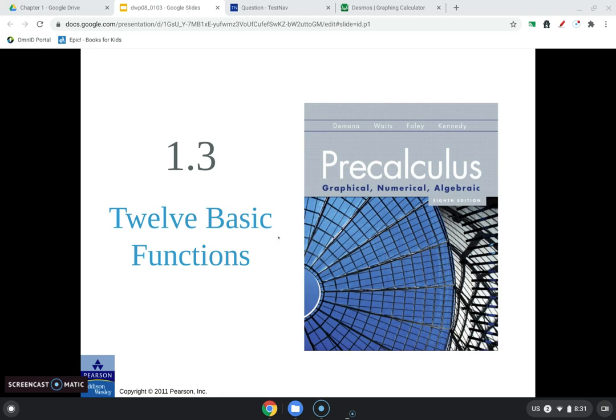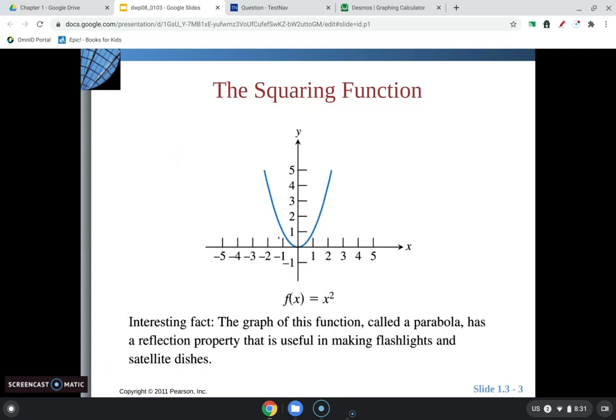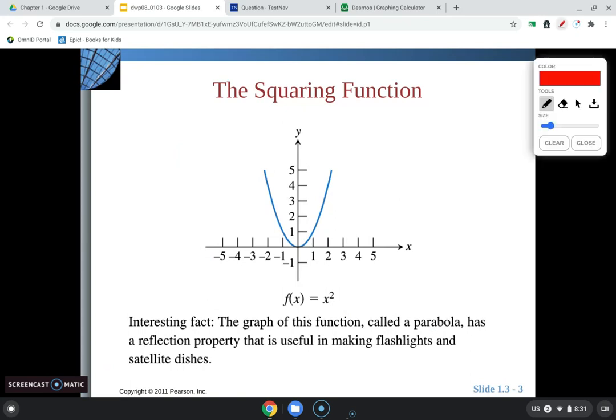Right, this is pre-calculus 1-3, the 12 basic functions. We'll just talk about the domain and range of all of these. These can also be found in your textbook in the online version. All right, first one, x squared. Domain and range for each one of these is what we'll go through.